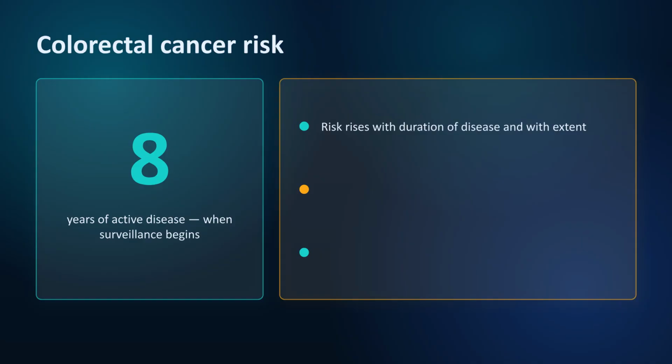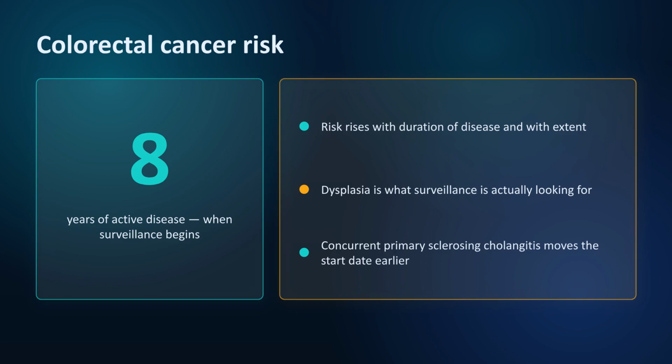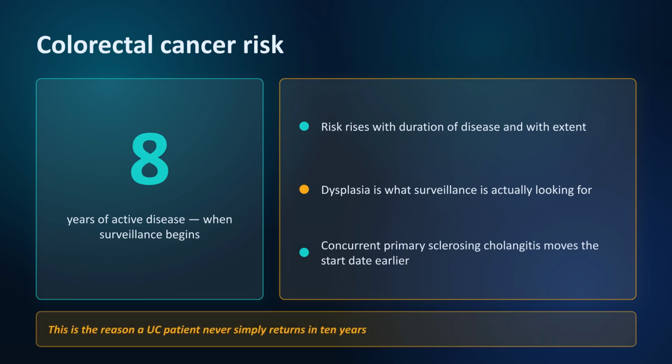What surveillance is actually hunting for is dysplasia, not established cancer. And remember the modifier from earlier, concurrent primary sclerosing cholangitis, moves the start date earlier. This is why a colitis patient never simply returns in 10 years.